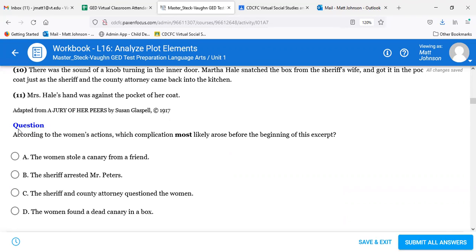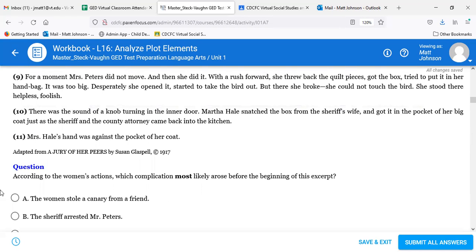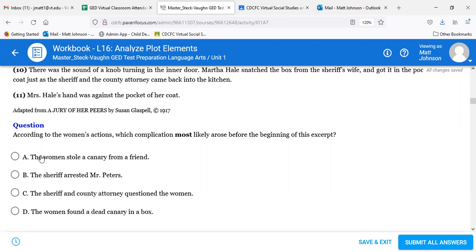So I'll go ahead and read the first question here. According to the women's actions, which complication most likely arose before the beginning of this excerpt? A, the woman stole a canary from a friend. B, the sheriff arrested Mr. Peters. C, the sheriff and attorney questioned the women. Or D, the women found a dead canary in a box.